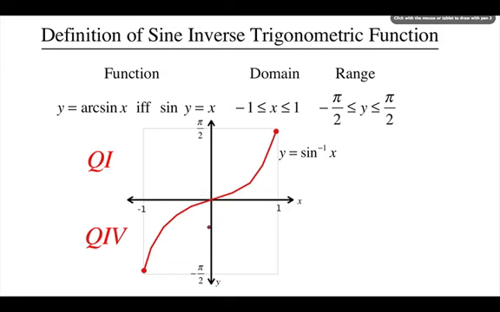Notice that we're not looking at 7 pi over 4 in quadrant 4, nor 11 pi over 6, those angles in quadrant 4. We're looking at negative pi over 2, negative pi over 4, negative pi over 6. This is how the range is expressed, from negative pi over 2 to positive pi over 2. It's very important that you catch that.